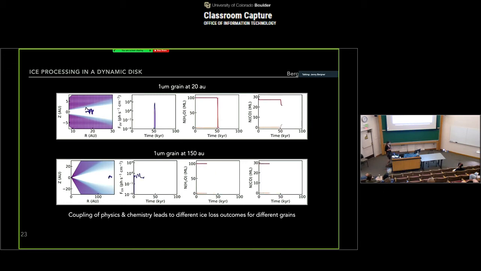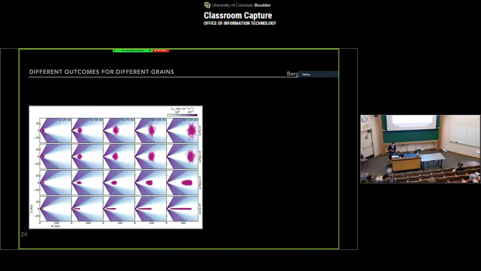So I think the takeaway here is that when we couple physics and chemistry in this way, we see really different ice loss outcomes for different grains. And this is really primarily regulated by how efficiently a particle is transported into UV-exposed layers of the disk.